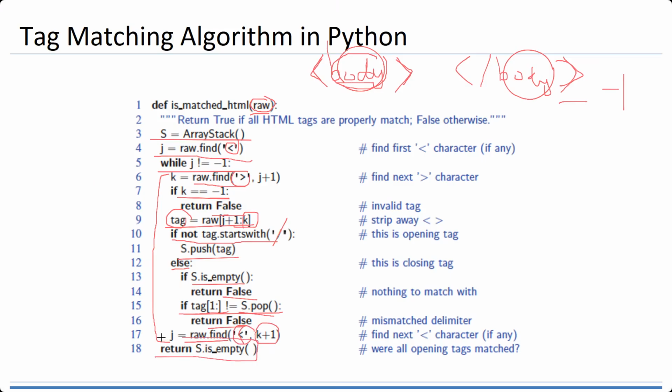If everything is good, then you will have the stack empty. Then it means everything already matched.